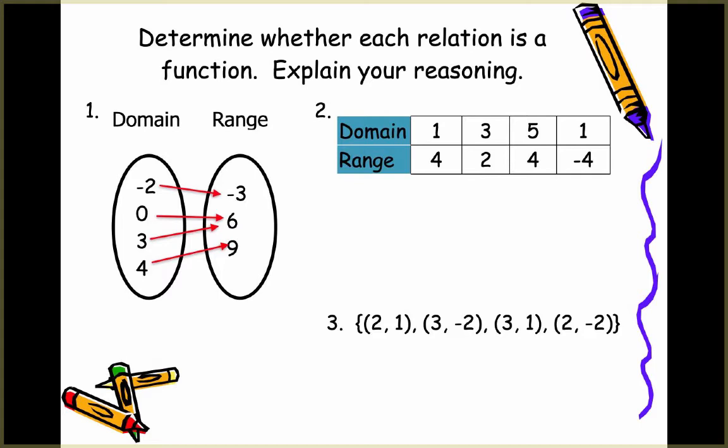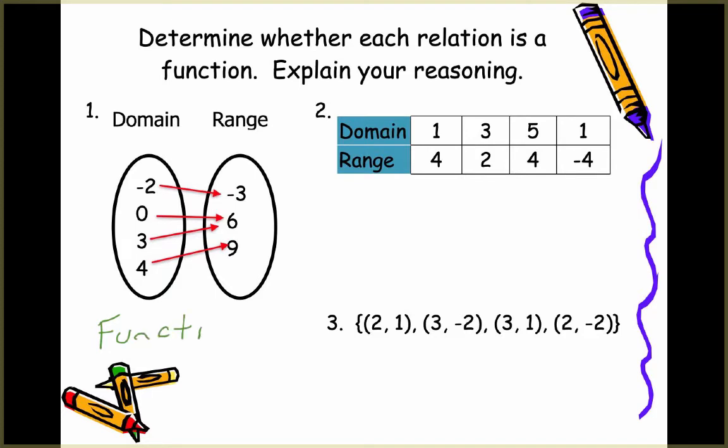The first thing we're going to look at is a mapping diagram, or just a mapping. And we're going to look to see if each domain value only has one arrow going to a range value. The one we show here, we have -2 only goes to -3, 0 only goes to 6, 3 only goes to 6, and 4 goes to 9. This is a function.